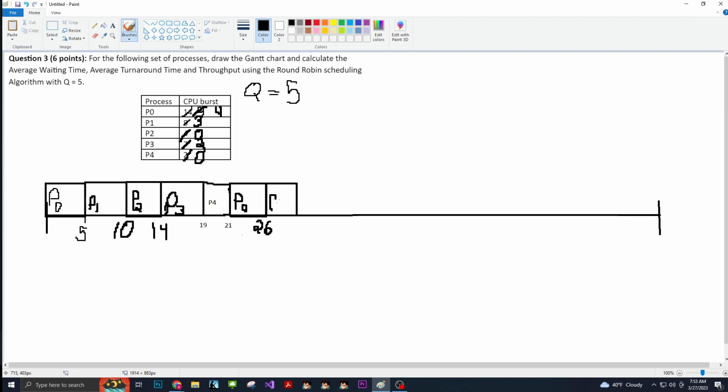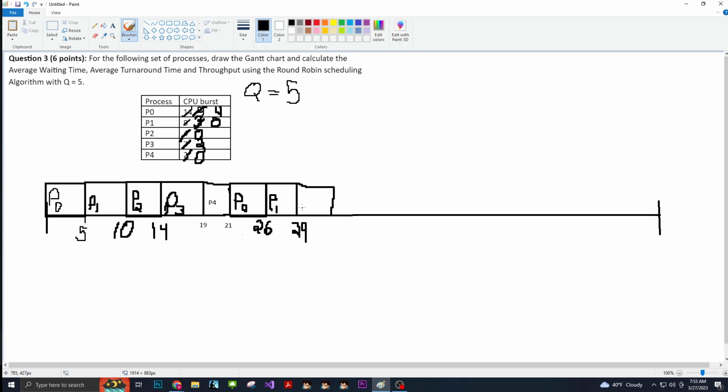So boom, P1, and then this runs until 29, where the process terminates. So then we cross that out, we get 0. And then there is nothing in P2, so we don't even worry about it. Now let's go to the next one.